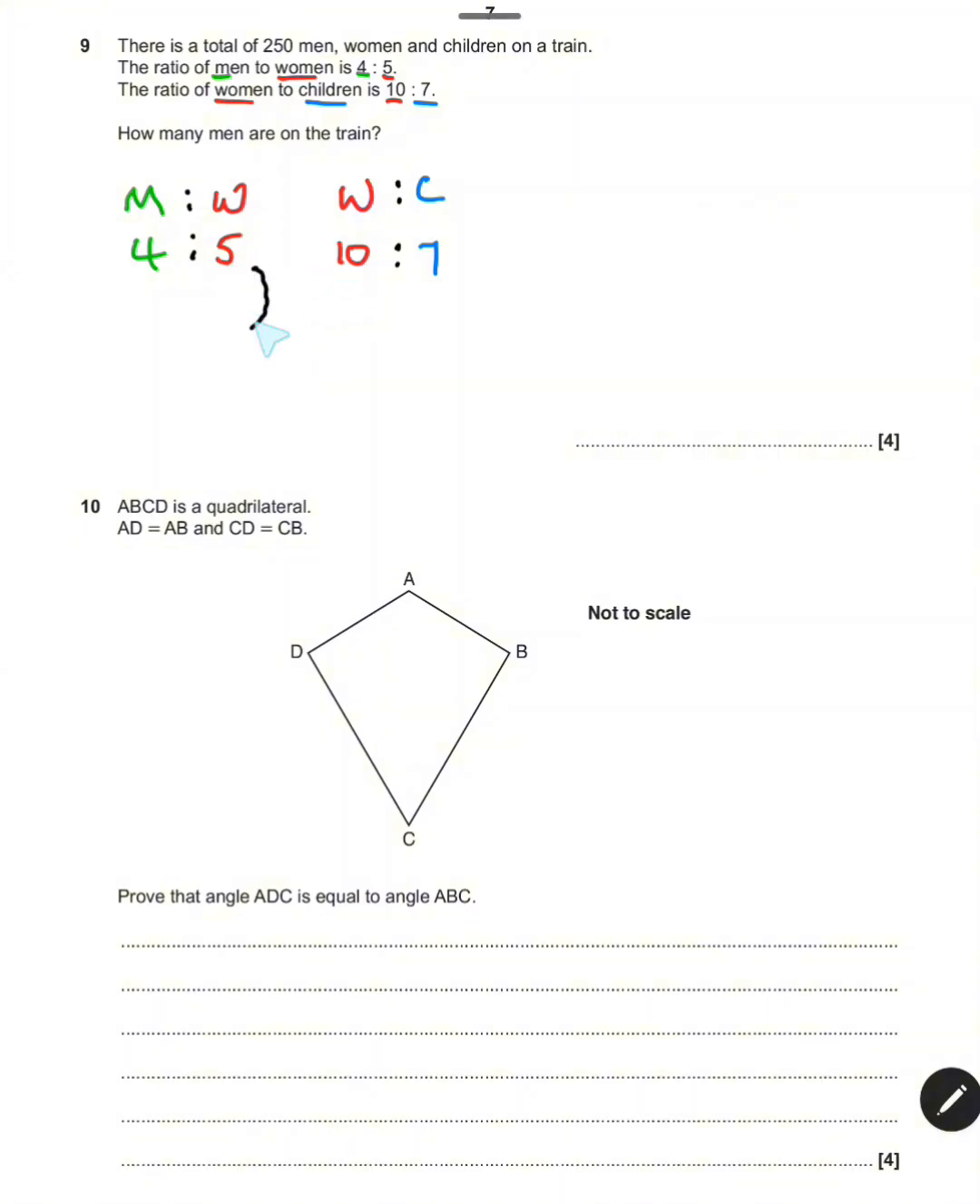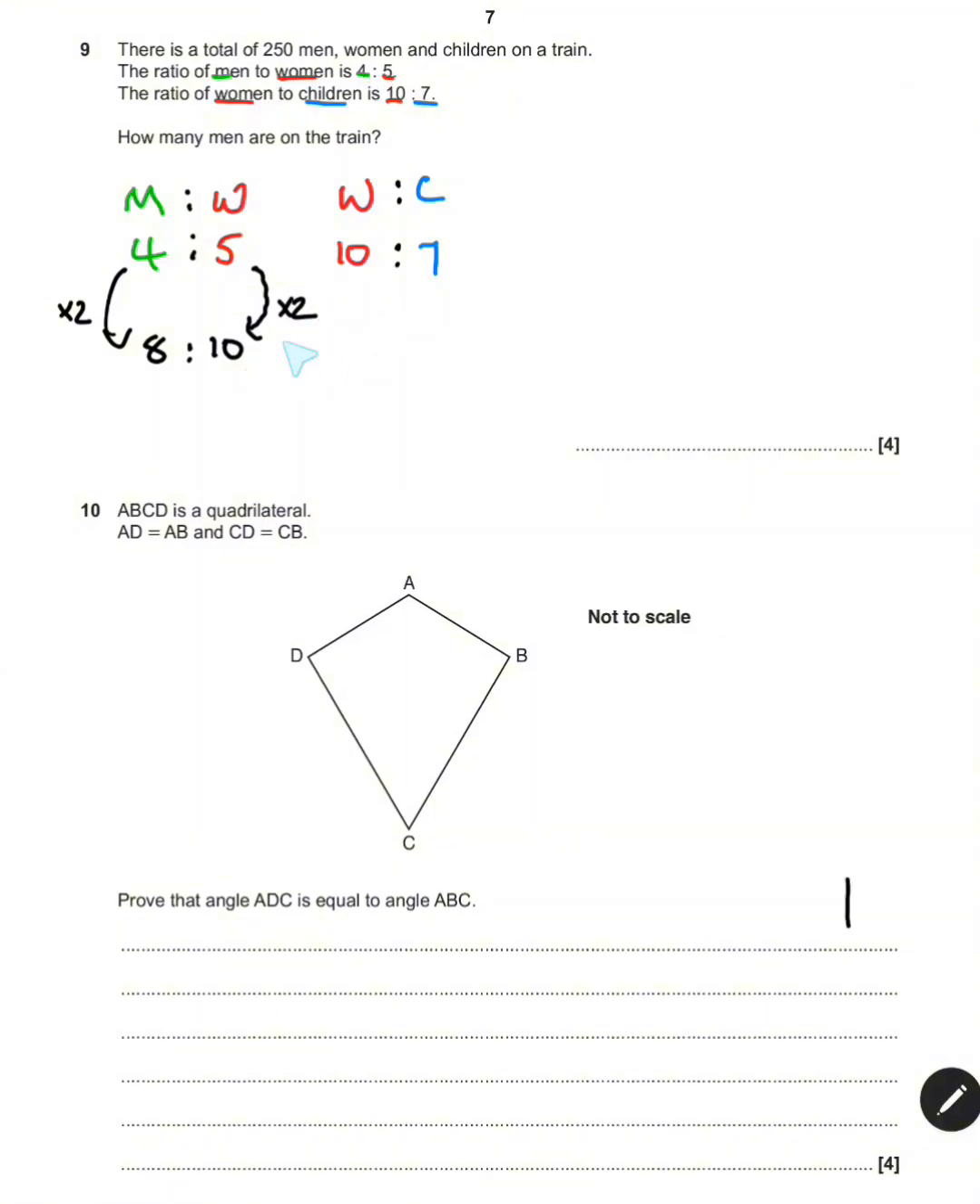We can do that quite quickly. If we just double this ratio, we get an equivalent. 4 doubled is 8 and 5 doubled is 10. And so now we've got this matching zone here. We can write a single 3-part ratio. I'm going to write men to women to children. The men is this 8. The women is this matching 10 that we got. And the children is this original 7.